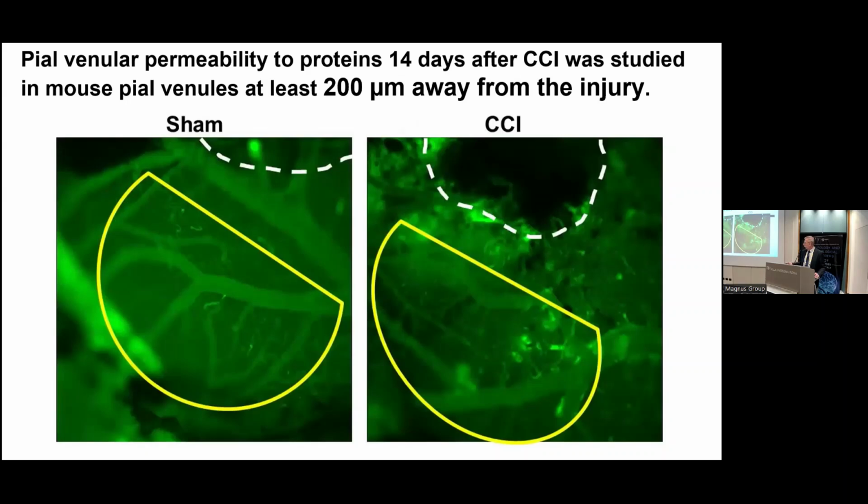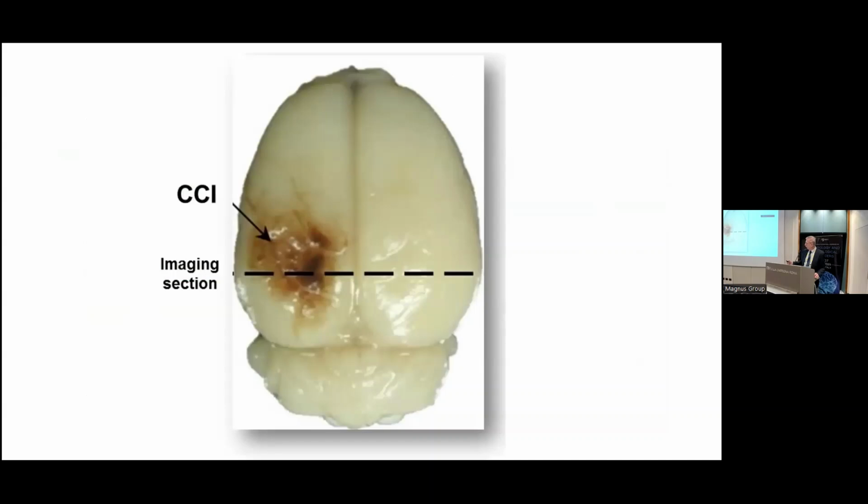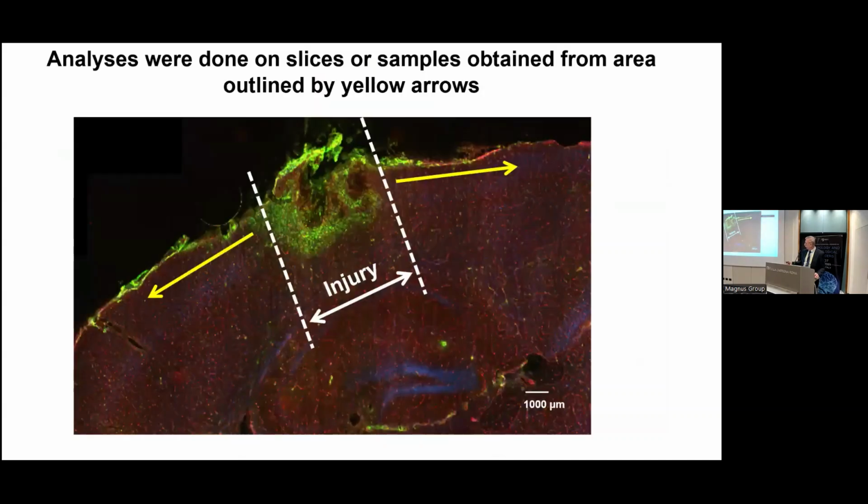This is the place that shows where we study our effects, at least 200 micrometers away from the necrotic area. And that's what we see: after about 1 hour, vascular permeability is increased during or after CCI. This is the cut we make to do the immunohistochemistry. And if this is the injured area, that's the place where we study our effects, at least 200 micrometers away from the injured area.